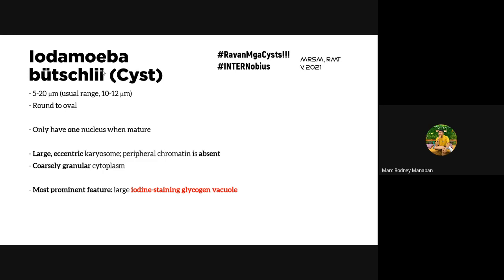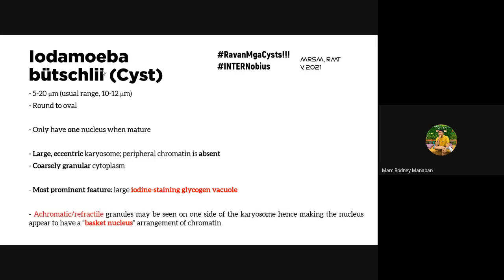So nasa pangalan na, 'di ba? Iodamoeba. So ioda, na siya iodine, ayan, iodine staining glycogen vacuole. So nasa pangalan na Iodamoeba, very important. Okay. And of course, nagpa-pretest contains mga achromatic refractile granules na pwedeng makitaan on one side of the caryosome, making the nucleus appear as if murag siyang basket or a basket of flowers. So murag appearance sa iyahang granules na nasa kilid sa caryosome kay murag flowers in a basket. Kay nagtapok man sila. Okay? So basket nucleus, basket of flowers na nucleus.